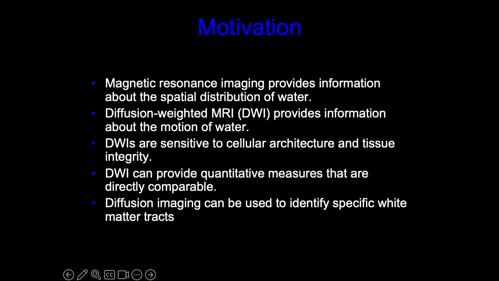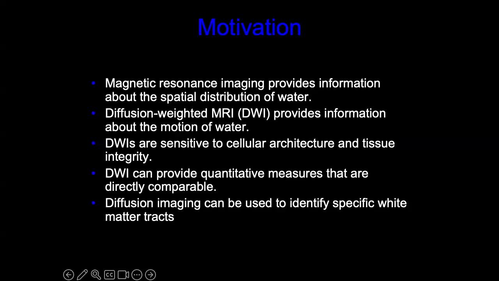So why cover diffusion imaging in an fMRI course? Well, for those doing fMRI studies, I think they may be interested in diffusion imaging as it can provide information about the underlying white matter of that activated cortex. So as you already know, magnetic resonance imaging provides information about the spatial distribution of water. So in diffusion MRI, we get information about the motion of the water. And DWIs are sensitive to cellular architecture and the tissue integrity. And DWI can provide quantitative measures that can be directly compared between participants and over time.